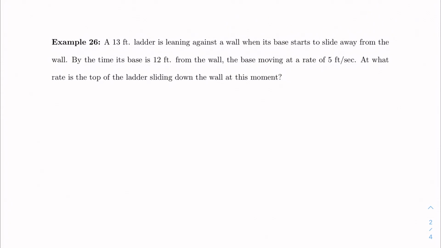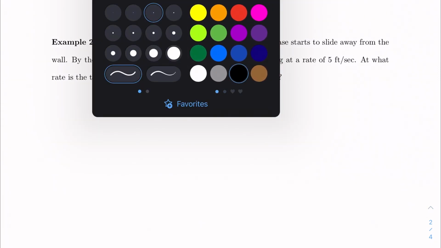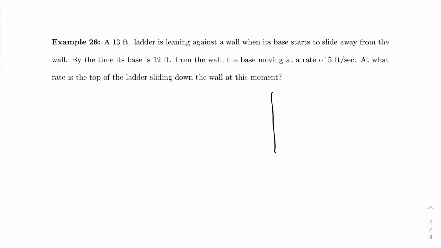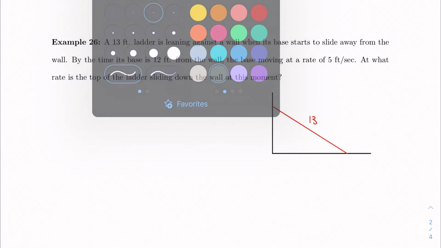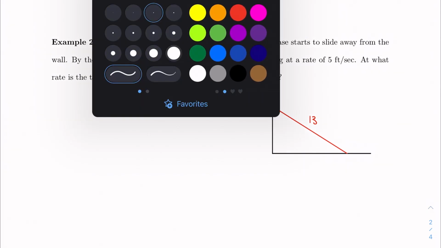I like to start with a picture here. Because there is a lot of information. So here's my wall, and here's the ground. And here is my ladder. So I have a 13-foot ladder, and its base starts to slide away from the wall. So the base is moving maybe this way. Should I pick a more distinct color? So my base is moving away from the wall.